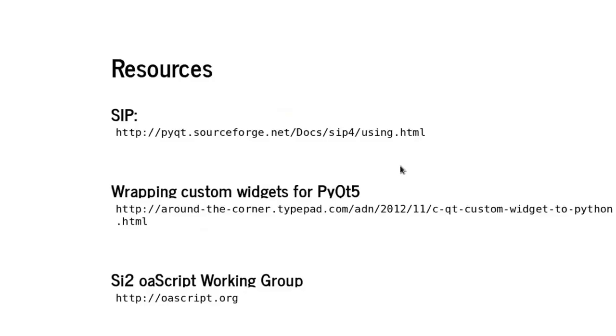Okay, so my resources. SIP has resources on SourceForge. SIP is the wrapper for PyQt5 that works specifically with the Qt style of signals and slots. The next thing is a blog entry I found, which was very useful to me in writing all this. Most of these files I started with that and then updated them for both PyQt5 and my own stuff. And of course, I'll point out the documentation for the Si2 oaScript working group. You can go to oaScript.org, and it'll redirect you to the current place of the site.